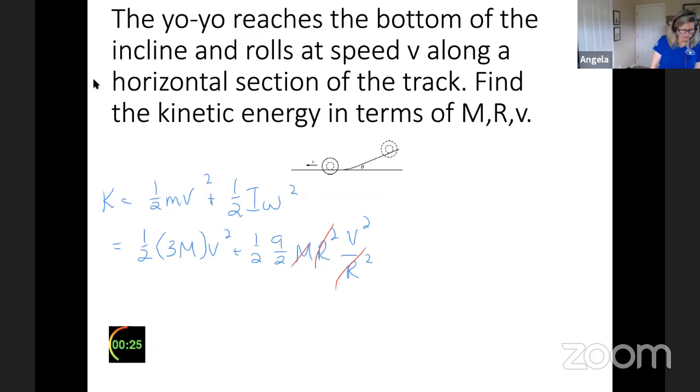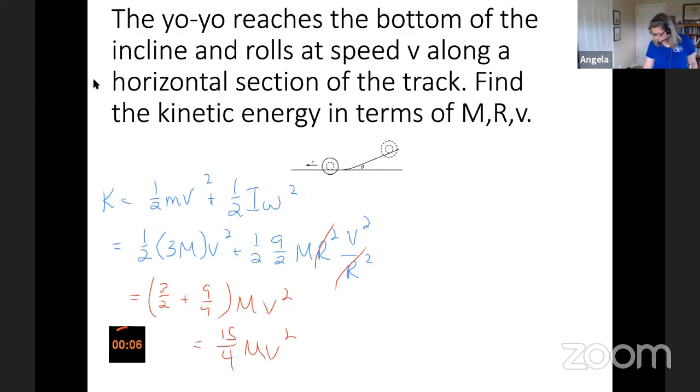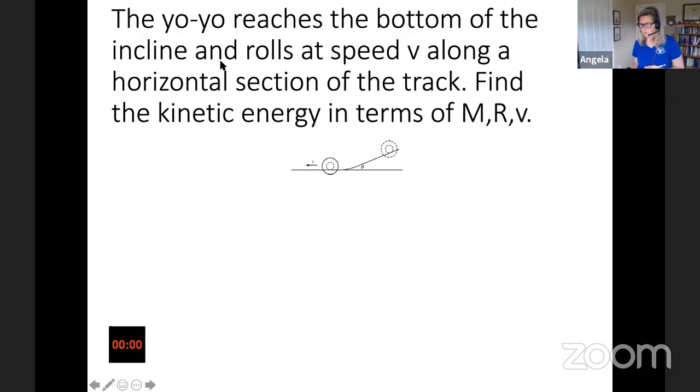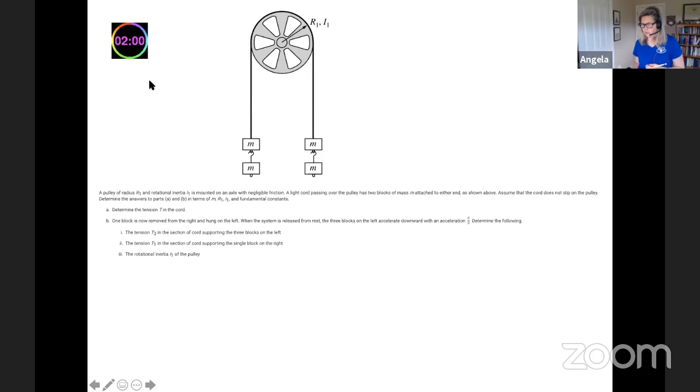Why am I canceling these m's? You can't do that. That is illegal. Okay. Then 1/2, this is 3/2 plus 9/4 mv squared. So what is that? 6 plus, not, 15/4 mv squared. Is that what you guys got? Hope so. Okay, try this one.